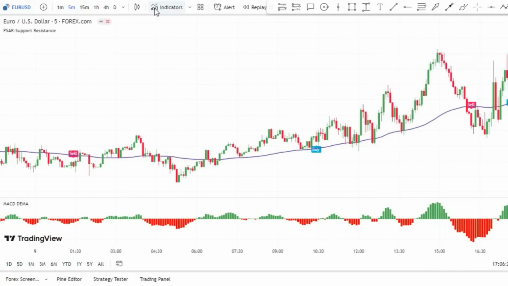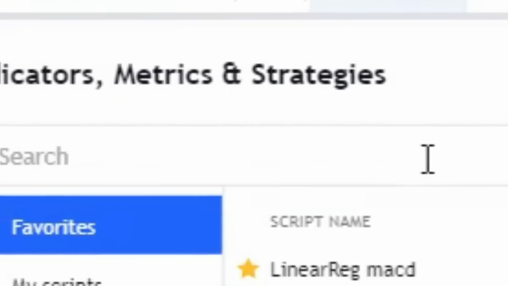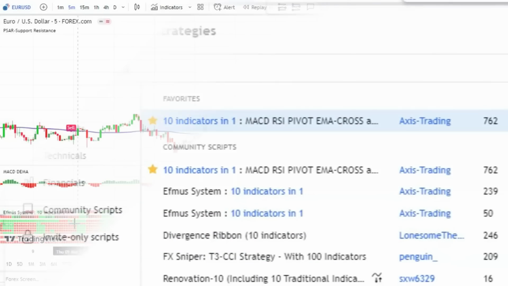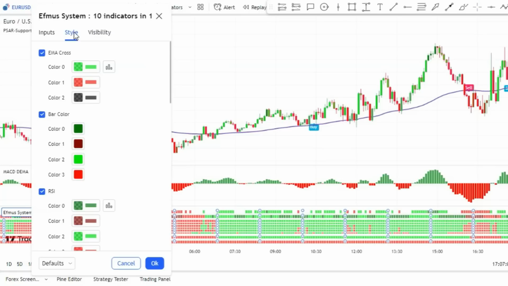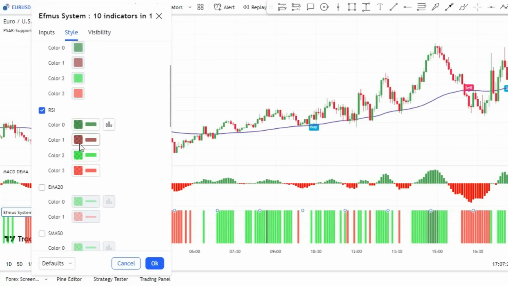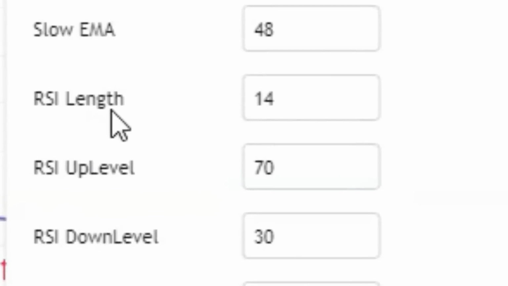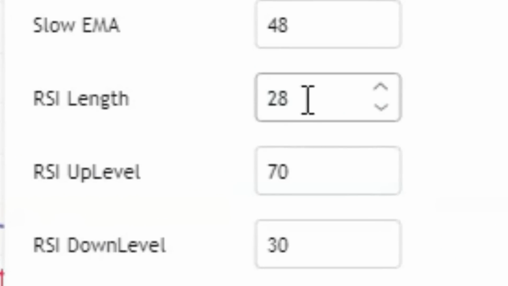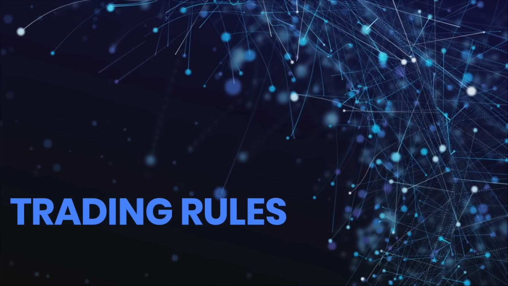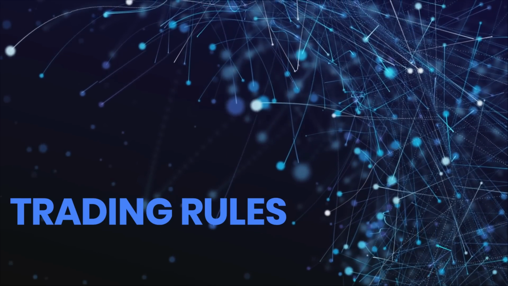And to make this trading strategy even more profitable, we can add 10 indicators in one indicator. In the settings of this indicator, we should disable all options except for the RSI option. Then adjust its color to your liking. Then head over to the input section and change the RSI length to 28. Now it's time to review the rules for entering trades using this exceptional strategy.